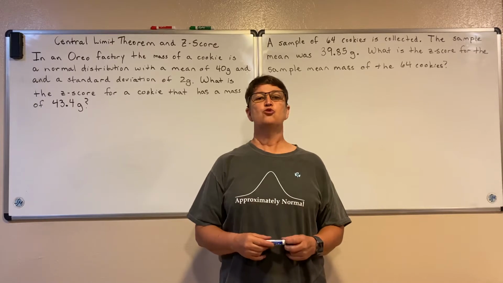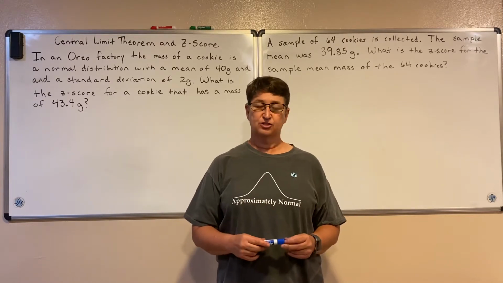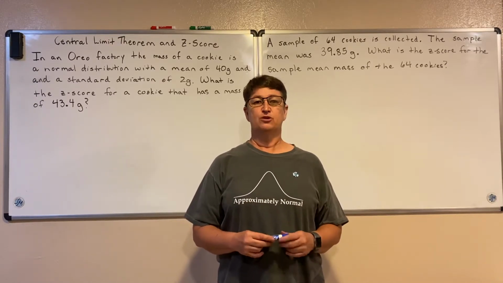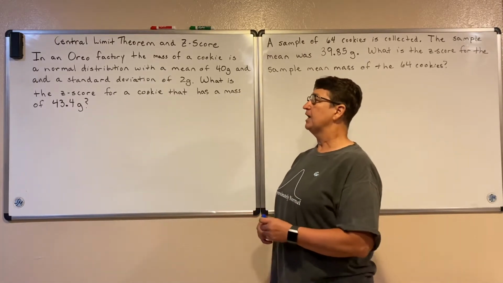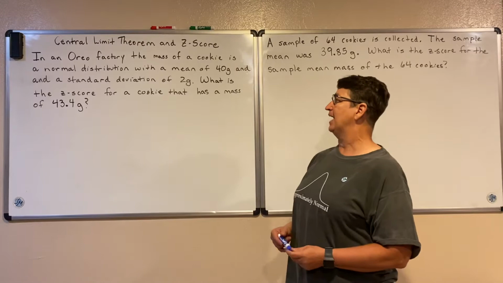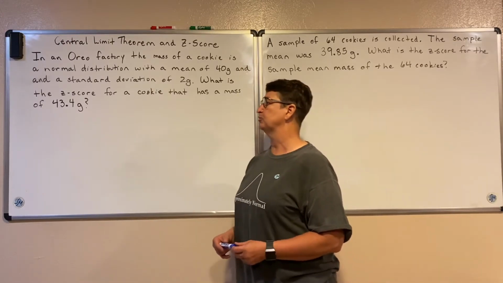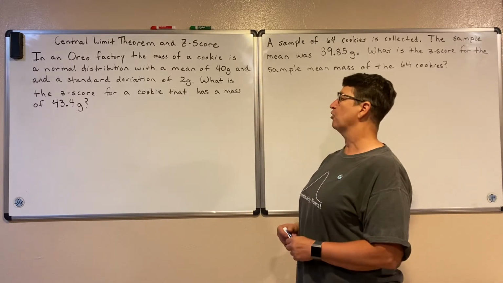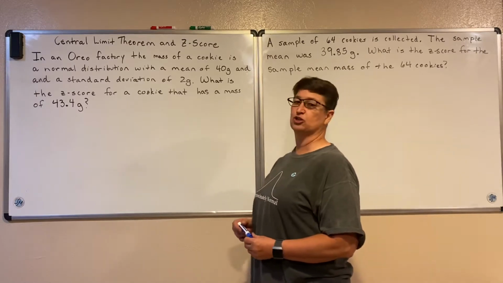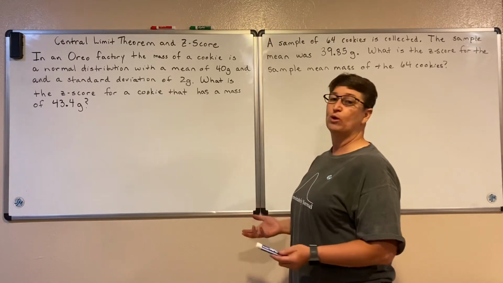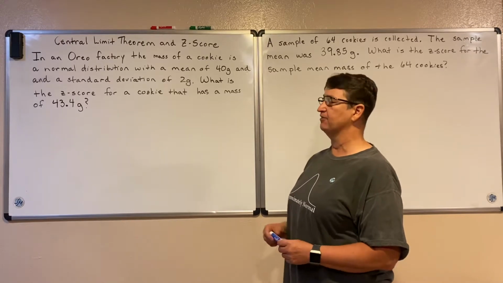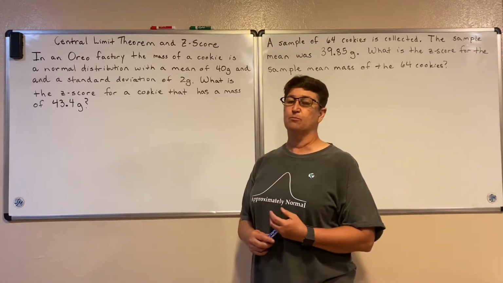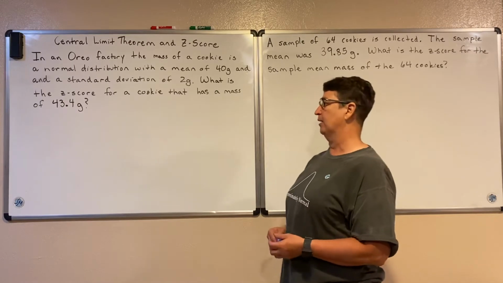Let's use the normal distribution and central limit theorem to help us find z-scores. First, in an Oreo factory, the mass of a cookie is a normal distribution with a mean of 40 grams and a standard deviation of 2 grams. We want to know what is the z-score for a cookie that has a mass of 43.4 grams.